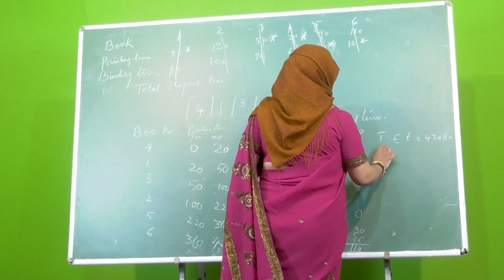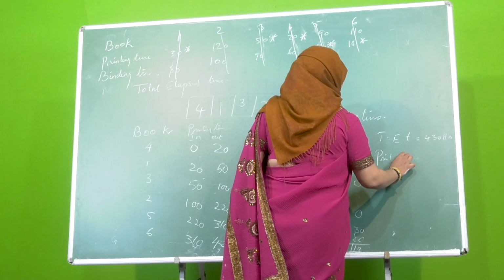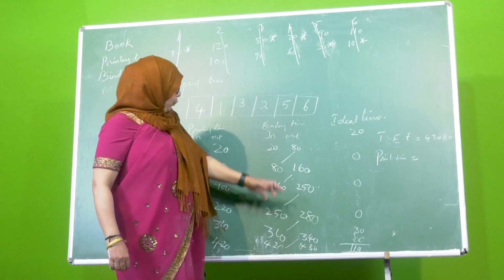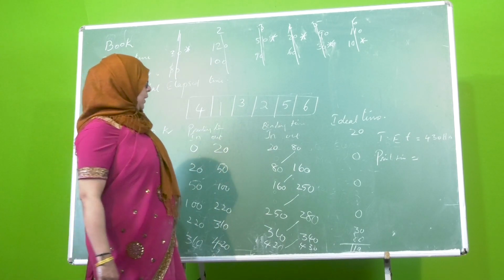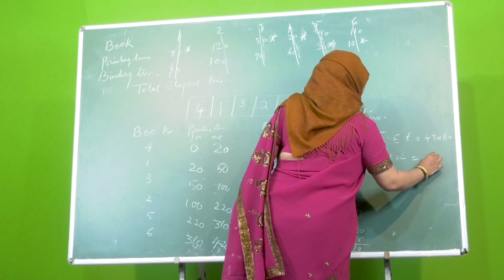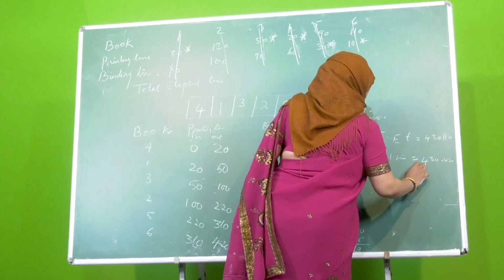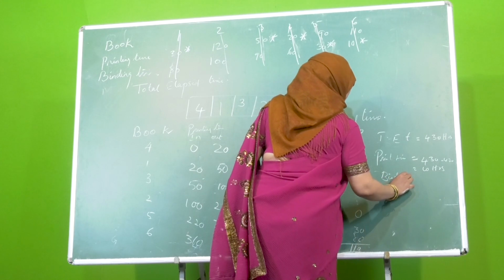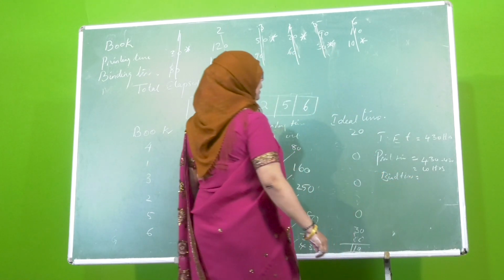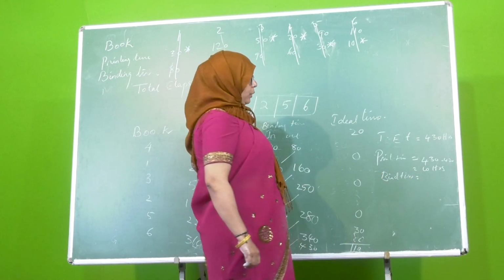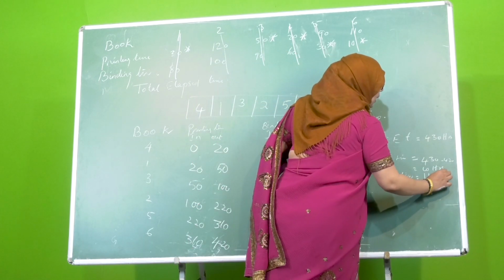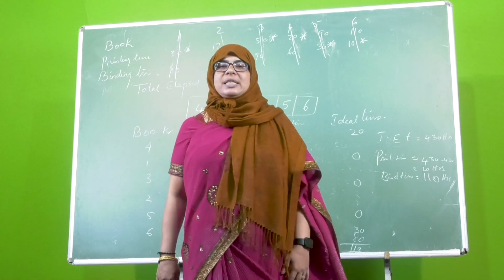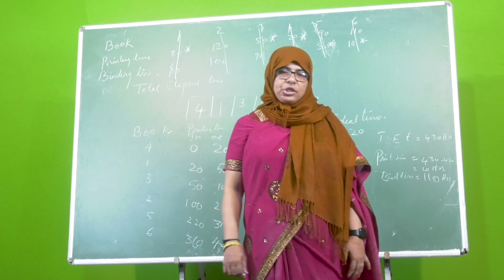So printing time out is 430 minus 420. That is 10 hours. So binding time is the total value of the ideal time. That is 110 hours. I hope you all understand the method of the sequencing problem in operation research.